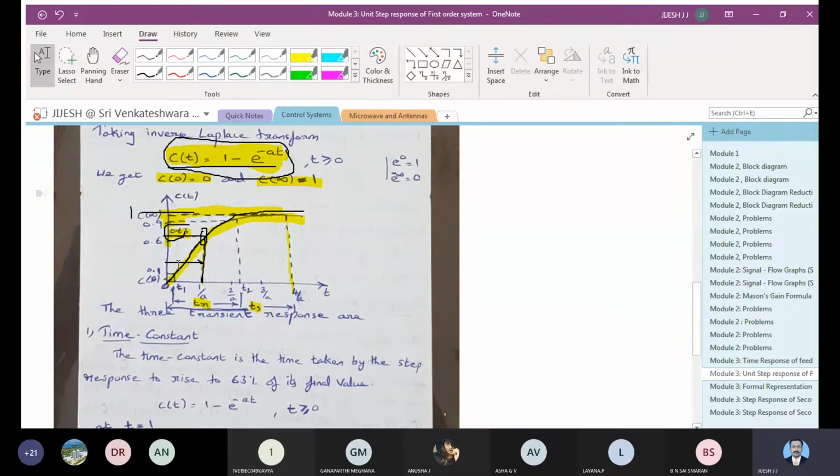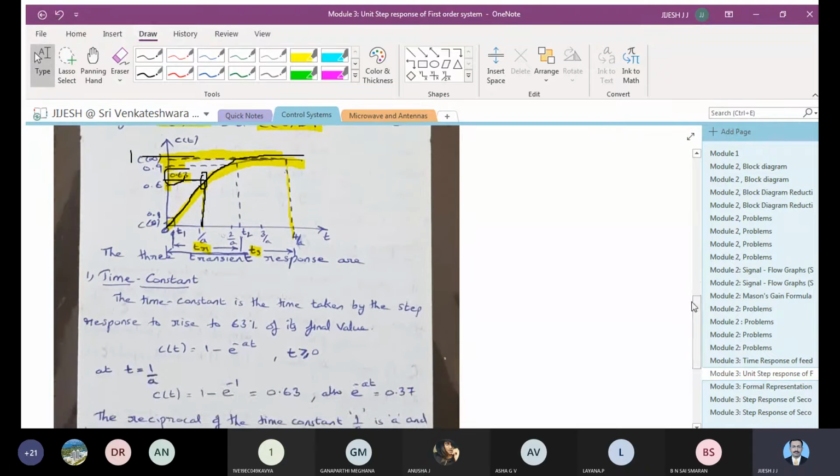So this is what we are going to see. You can just note down: the time constant is the time taken by the step response to rise to 63% of its final value. This is important. We have taken the same equation, C of t is equal to 1 minus e to the power of minus at, for t greater than or equal to 0.